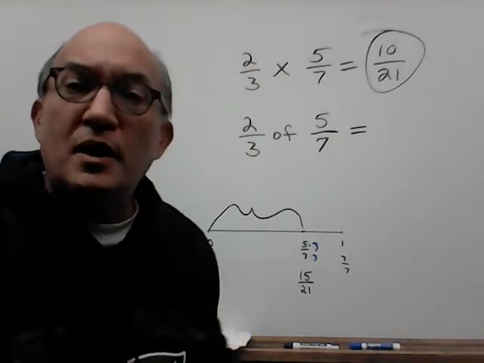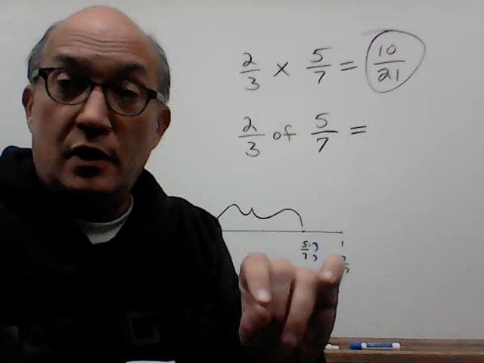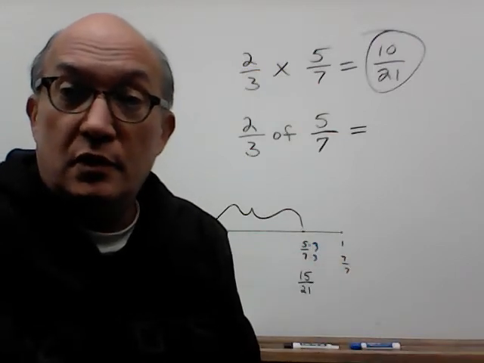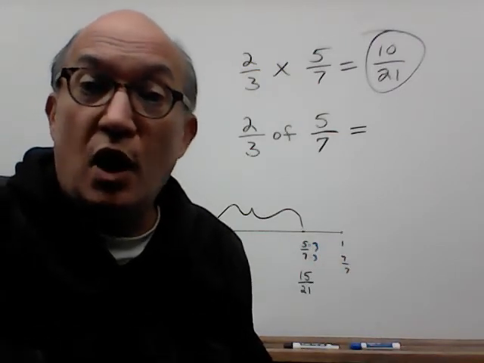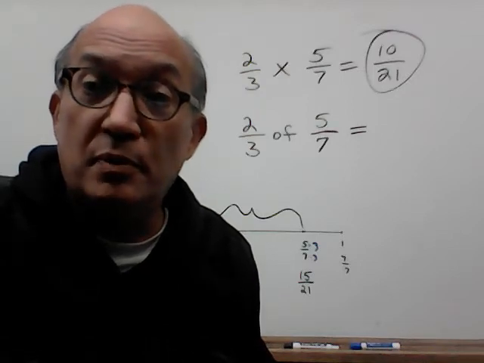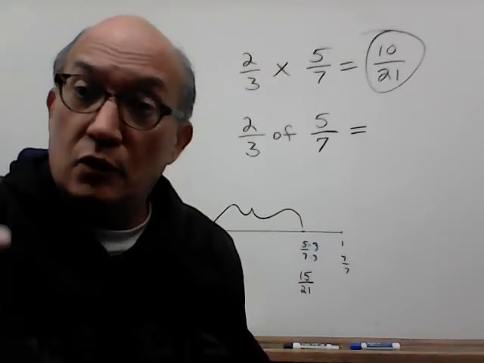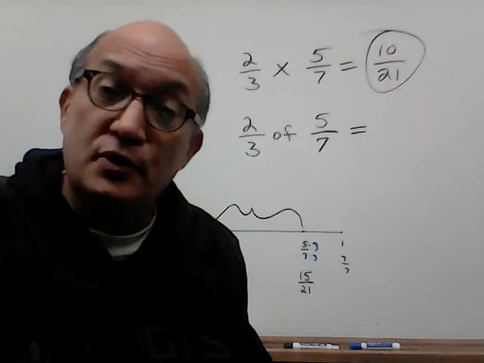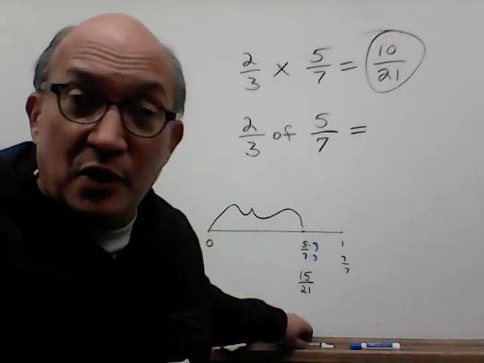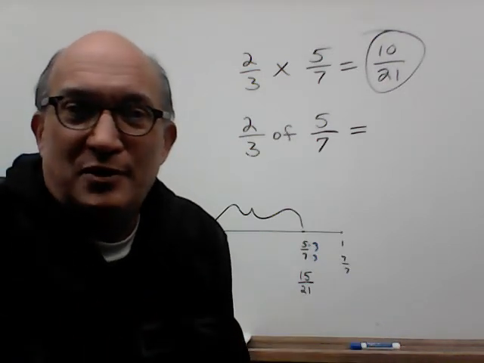Okay, you tell me what is 1/3 of 15/21? What is 1/3 of $15? What is 1/3 of 15 people? It's 5, right? So $5 or 5 people. So 1/3 of 15/21 is 5/21.